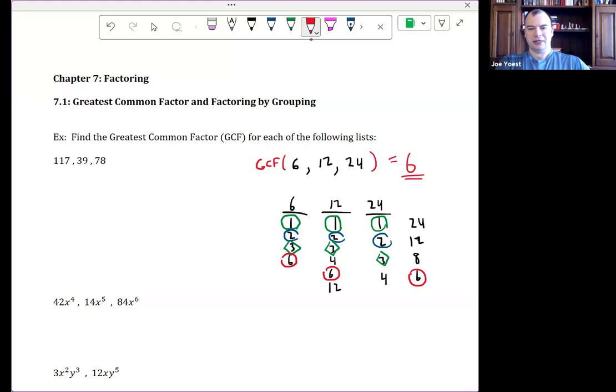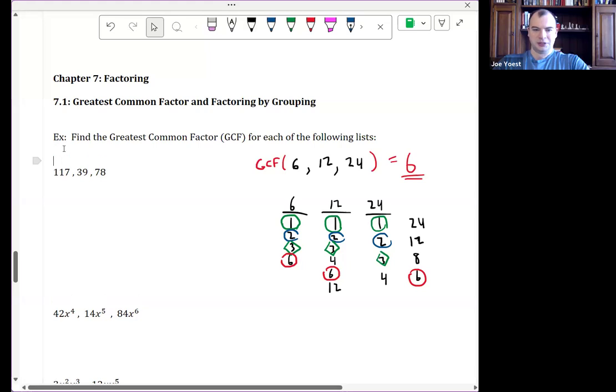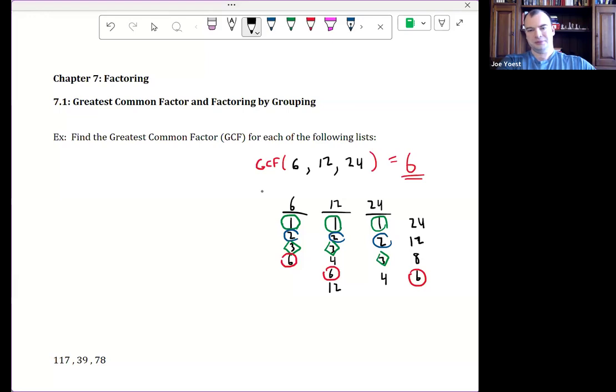What's the procedure for finding a greatest common factor? Certainly, for numbers like this, I don't want to write out all of the factors and look for all the common factors and list them and then find the biggest one. That's a very cumbersome and tedious process. So what's the efficient process for finding the greatest common factor? Well, let's revisit the 6, 12, 24 example.